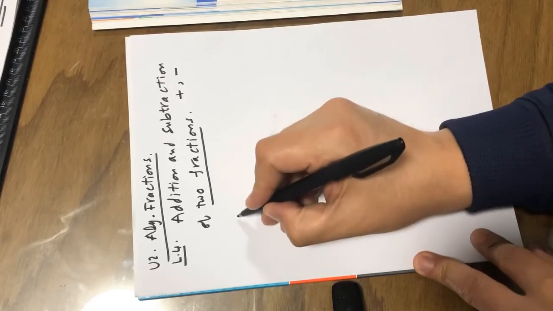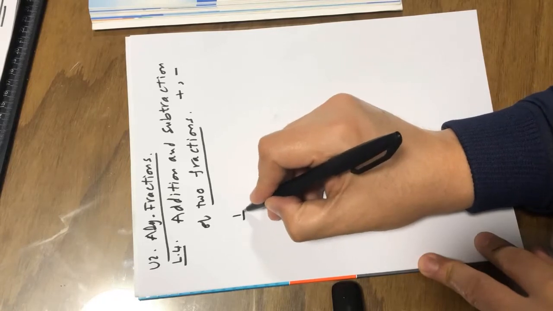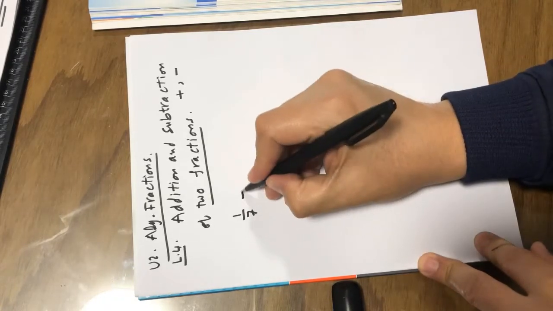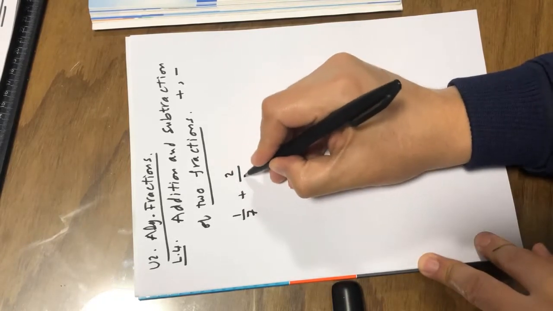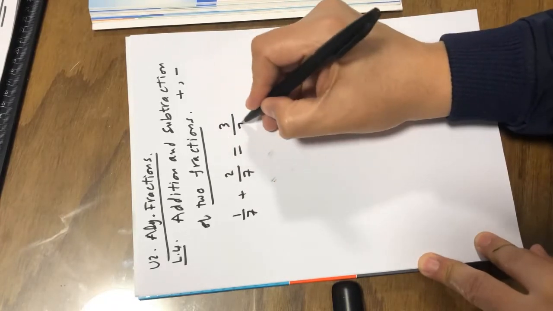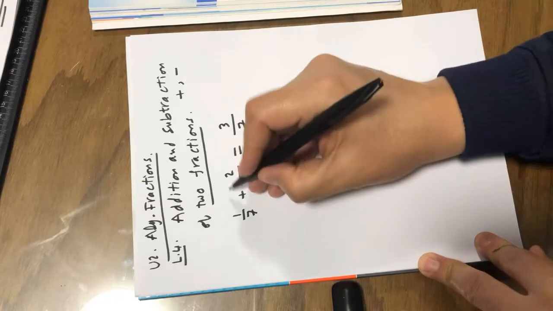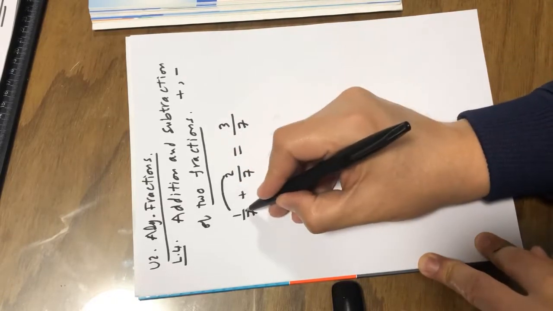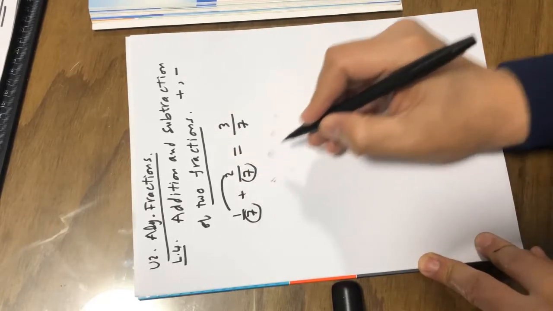افتكر ازاي بنجمع الفراكشنز. Say we have 1/7 plus 2/7. This is easy. 3/7. How to get to this? We added the two numerators because we have the same denominator.